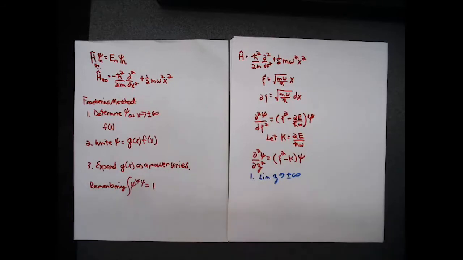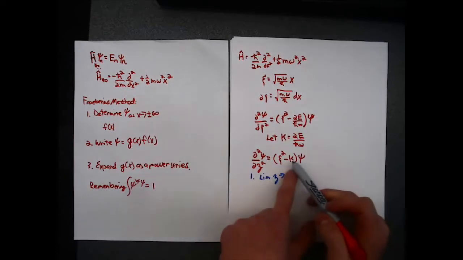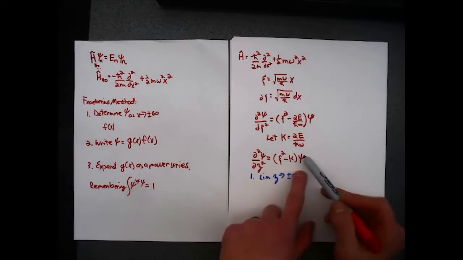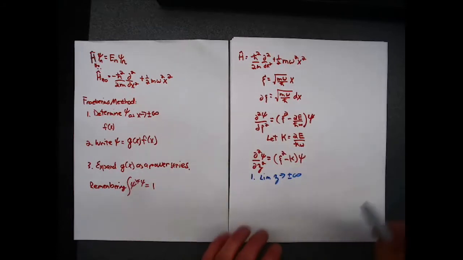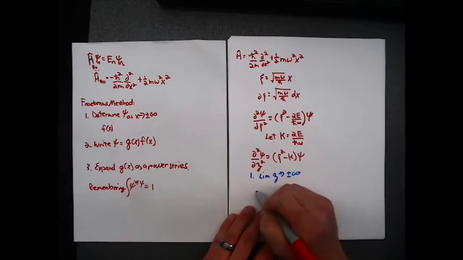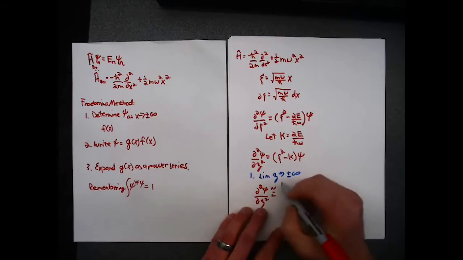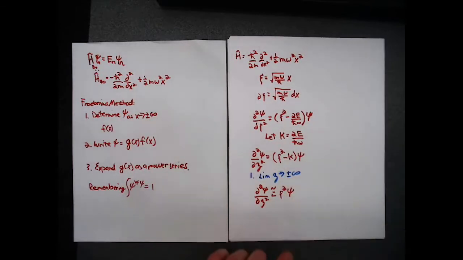Okay, so what is that limit as c goes to infinity? Well, in the limit that c gets really large, this portion that looks like k doesn't matter at all, right? If this goes to infinity, infinity minus some number is still infinity. And so we can approximate d squared psi by dc squared as c squared psi, in the limit that c gets very big. And this has an easy solution that we can write down.